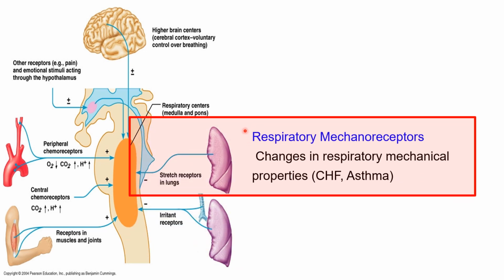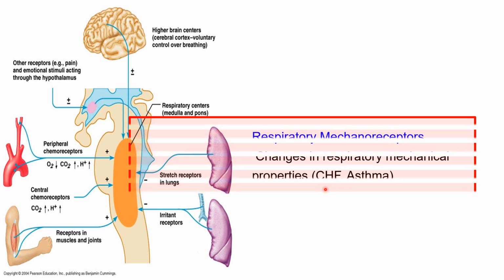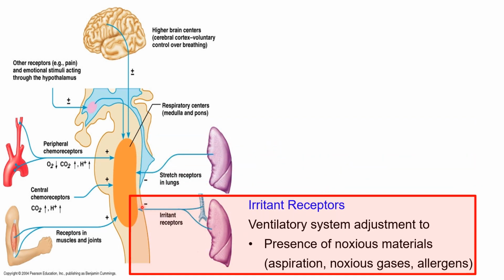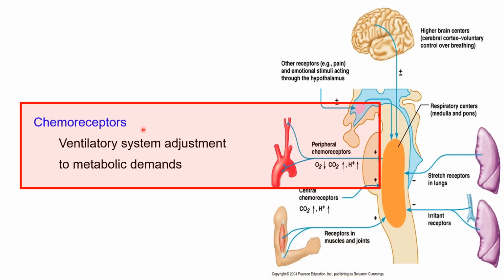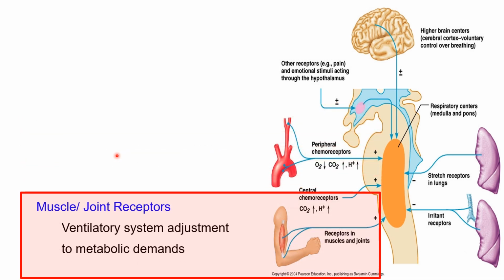Then you have the respiratory mechanoreceptors, which detect changes in respiratory mechanical properties such as in congestive heart failure or in asthma. Then you have those irritant receptors in the airways, which are responsible for the change in the ventilatory pattern in the presence of noxious stimuli. You have your chemoreceptors, which are responsible for the ventilatory adjustments due to the metabolic demands of the body. And finally, you have the muscle and joint receptors, which are responsible for the ventilatory adjustment during different activities.